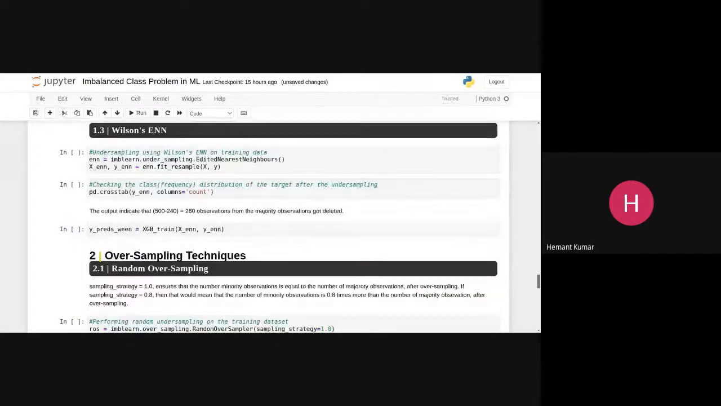And the third one we use is ENN, the edited nearest neighbor algorithm. Again, we use this particular algorithm, the edited nearest neighbor algorithm, and again we use fit_resample. Here we are using the train data.